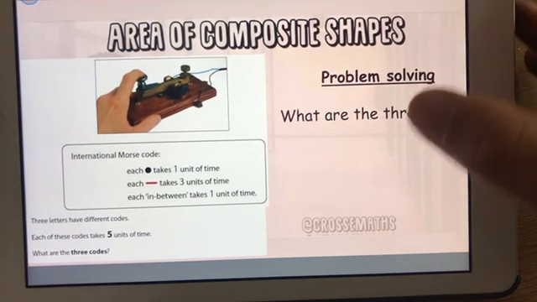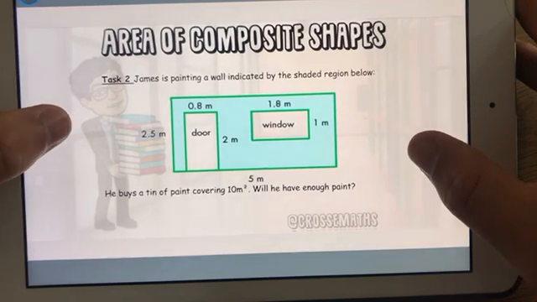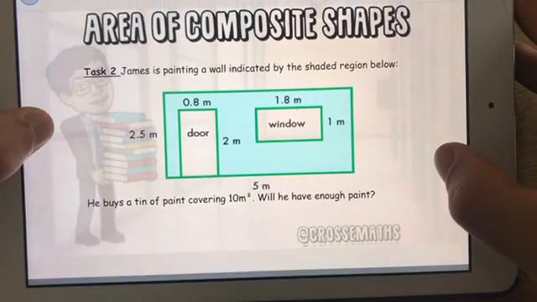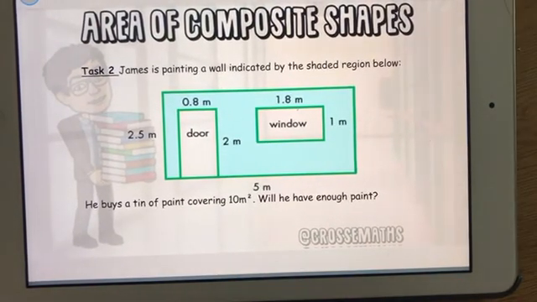Right then, guys, very last question, okay, and then we're done for the morning. Okay, James is painting a wall shown by the shaded region below. Okay, so the stuff shaded in green. Now, he buys a tin of paint covering 10 meters squared. Will he have enough paint to paint that wall? You've got to work that out for me. So the last thing we're doing this morning, I'll give you just over 2 minutes to get that done.